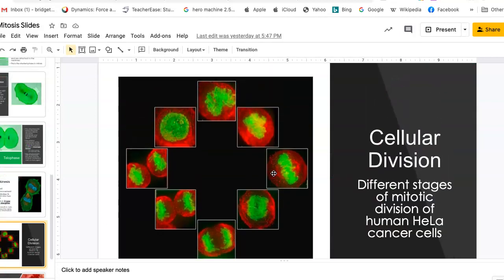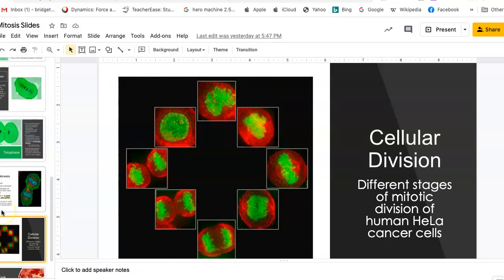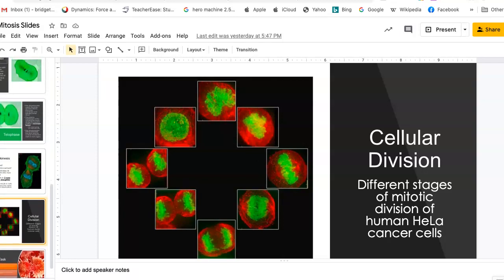The end here isn't really important, but this is just some cancer cells that were shown, and not that big of a deal. And then this last slide we don't need either.